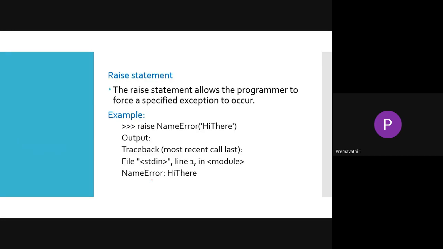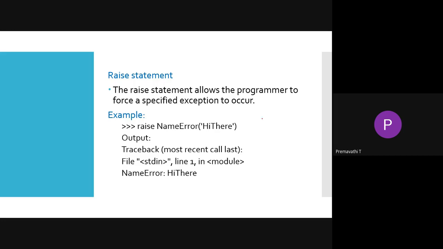The next one is the raise statement. The fourth one is the raise statement. The raise statement allows us, the programmers, to force the specified exception to occur. From that point of view, we have to use the raise statement. So how do we use the raise statement in a program? Here, let us see a simple example.